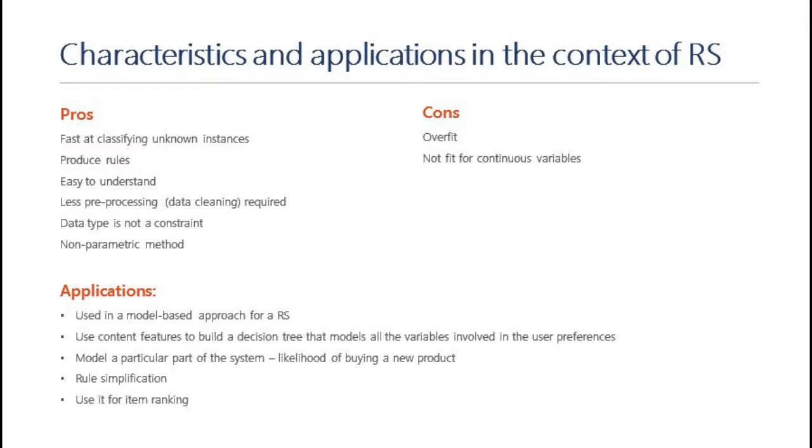Another thing is that this method requires less data cleaning compared to some of the other modeling techniques. It's not influenced that much by outliers and missing values. The data type is not a constraint, which means that it can handle both numerical and categorical variables. And also, it's a non-parametric method, meaning that decision trees have no assumptions about the space distribution and the classifier structure. There are a couple of disadvantages.